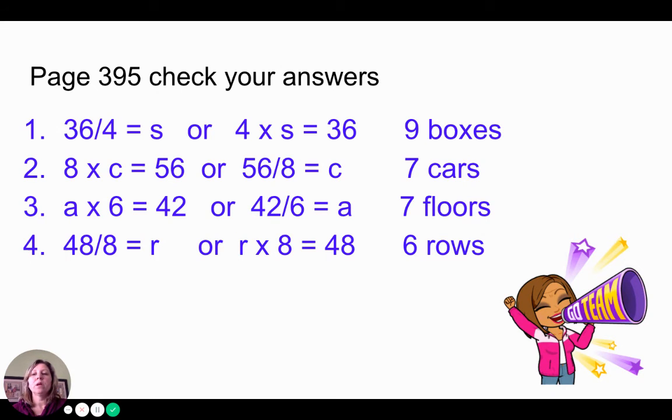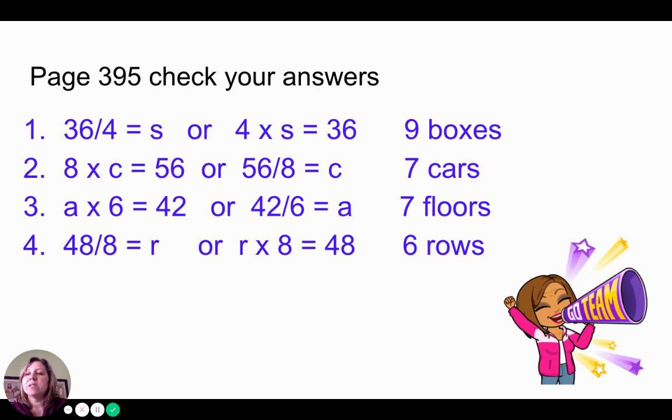Number 2, you don't have to have the variable c. I used the variable c for cars. 8 times c equals 56, or you could have the equation 56 divided by 8 equals c. Number 3, I used the variable a. a times 6 equals 42, or 42 divided by 6 equals a. And your answer, for both number 2 and number 3, is 7. For number 2, it's 7 cars. Number 3 is 7 floors.